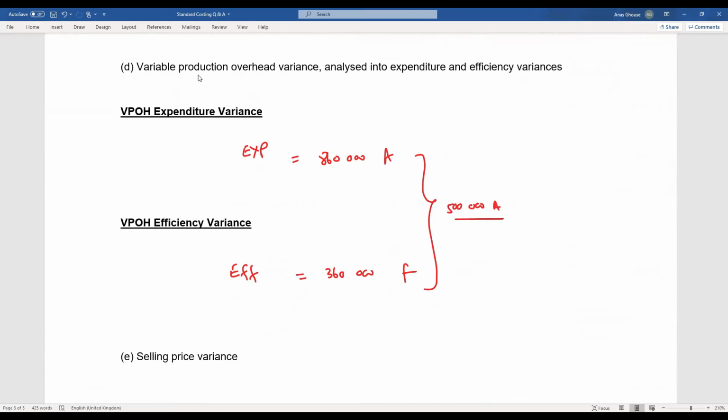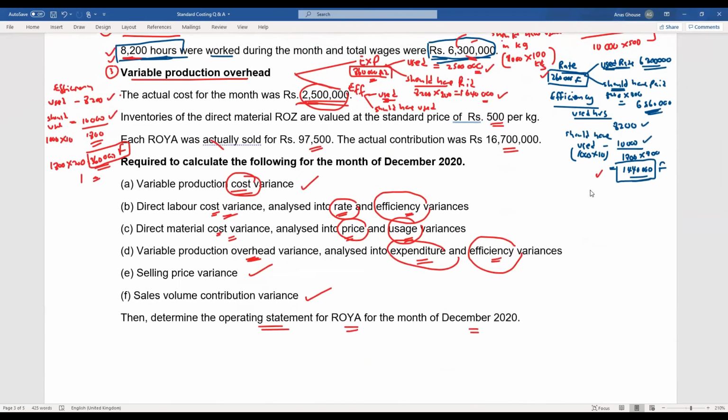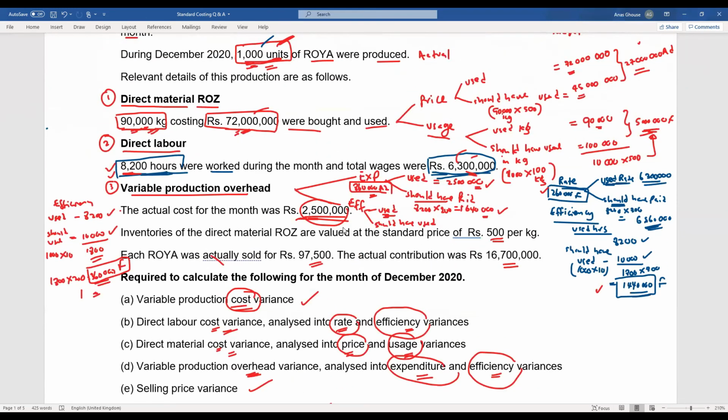Production overhead variance should be 500,000. So this is how we can use it. We had to see how much we have paid and how much we should have paid for 1000 units. Okay, we paid 2.5 million to produce 1000 units.